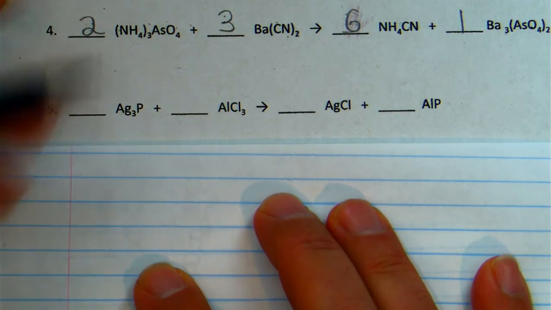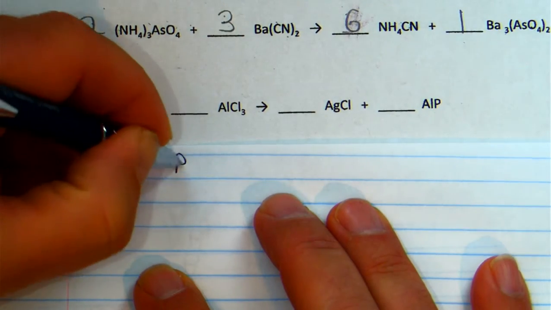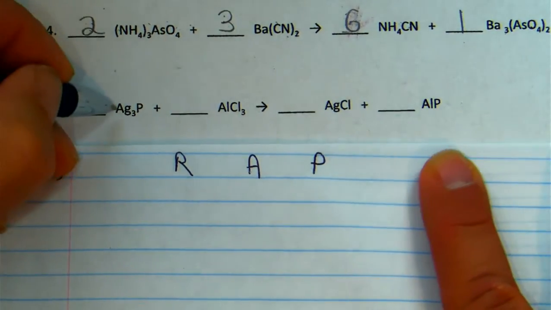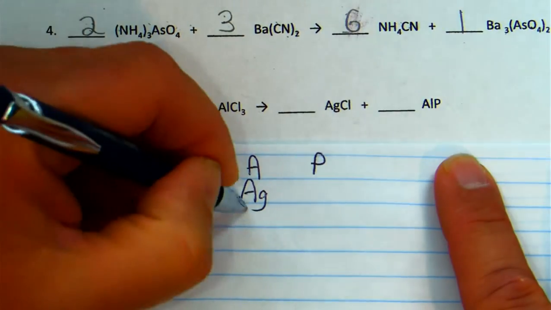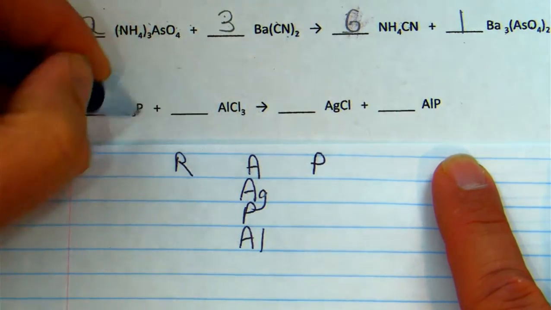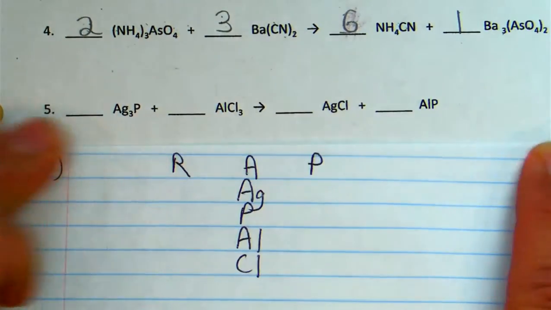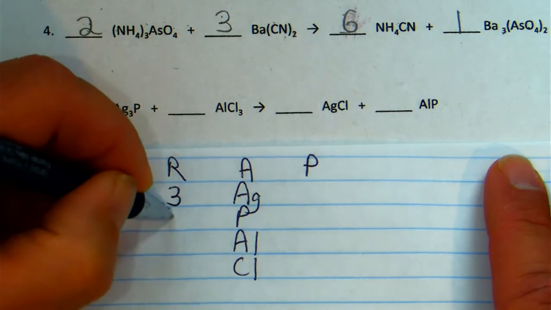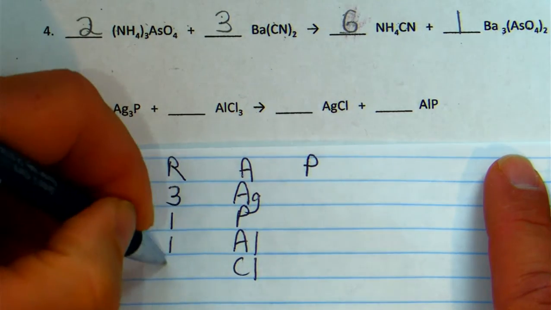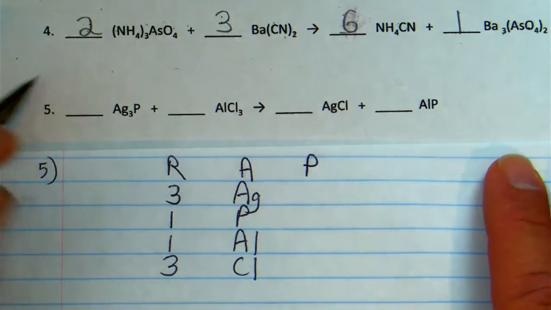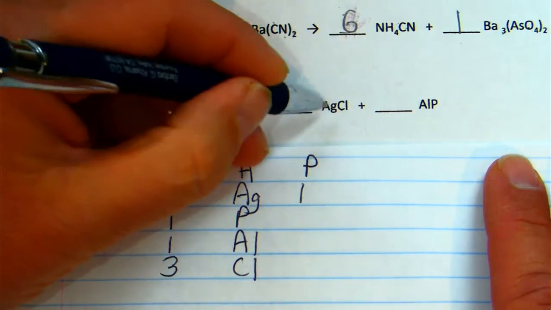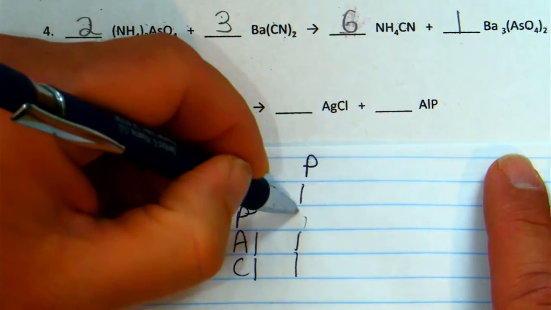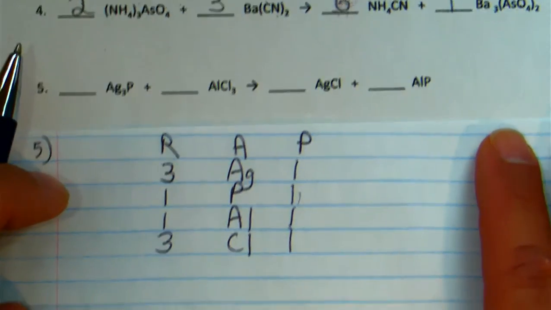Number 5. I see I have silver, phosphorus, aluminum, and chlorine. All right. I have 3 silvers on the reactant side, 1 phosphorus, 1 aluminum, and 3 chlorines. On the product side, I see I have 1 silver, 1 chlorine, 1 aluminum, and 1 phosphorus. Well, it's not balanced. Go to work.